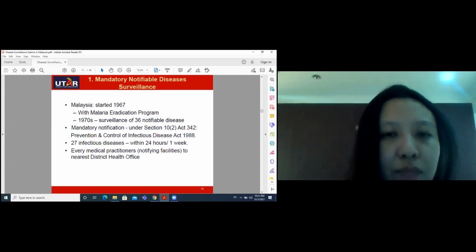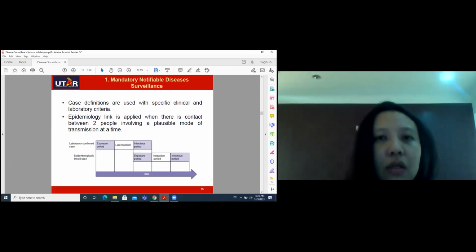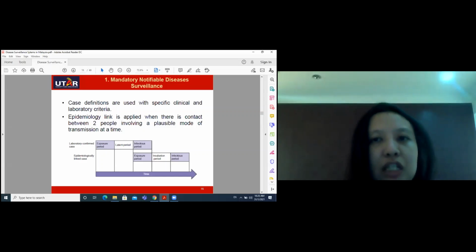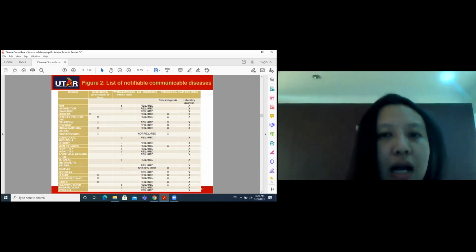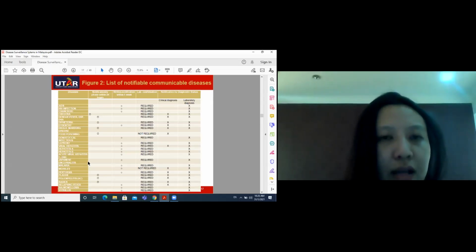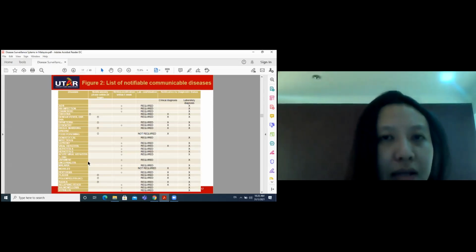So every medical practitioner needs to notify the diseases to the nearest district health office. They are based on case definitions, with specific clinical and laboratory criteria. So here are examples of the list of notifiable communicable diseases. Of course, you can get the full list from the Prevention and Control of Infectious Disease Act 1988 here.